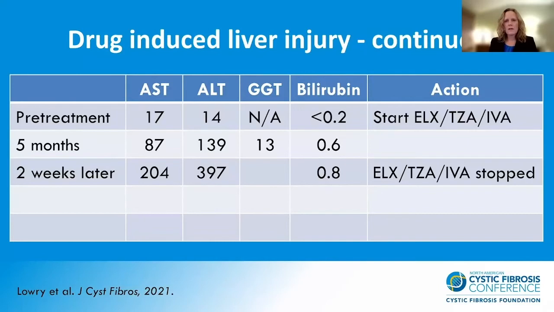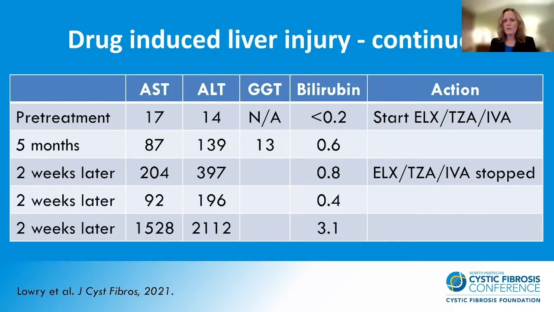She was started on Elex-Tez-Iva and at 5 months noted to have significant elevation in her AST and ALT. And 2 weeks later, when labs were repeated, she again had a significant jump. So the medication was stopped. The labs fell 2 weeks later, but unfortunately, at 1 month after stopping Elex-Tez-Iva, her labs again rose very significantly, and her bilirubin rose to 3.1.